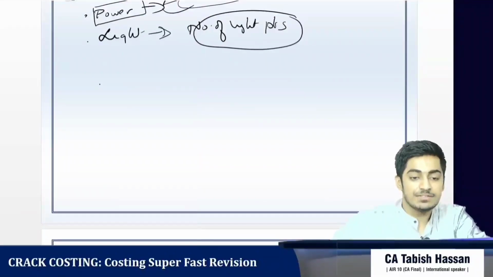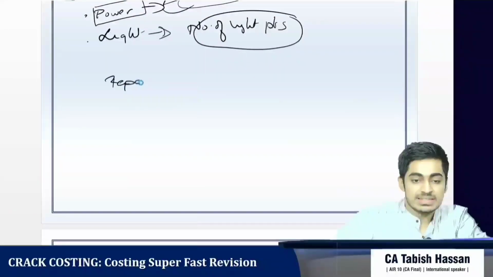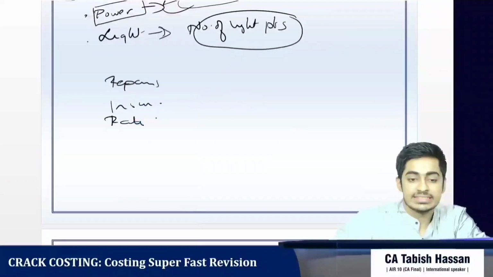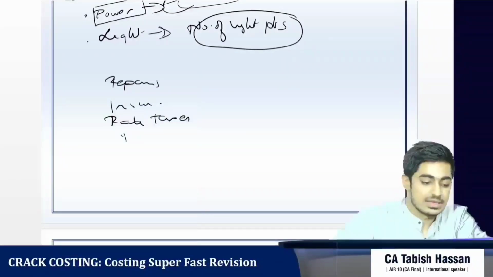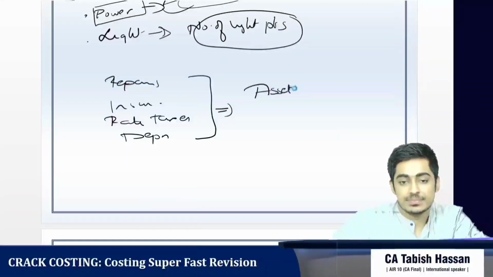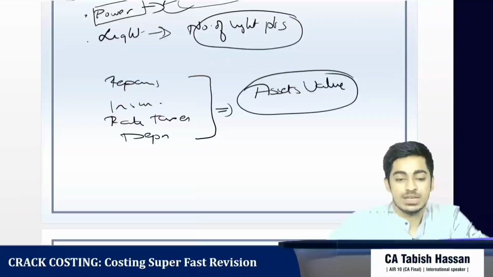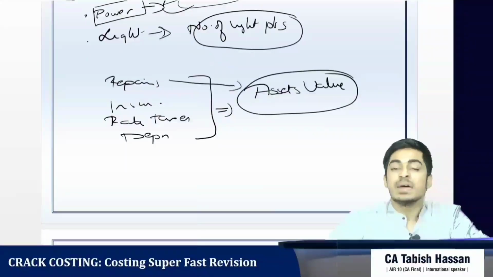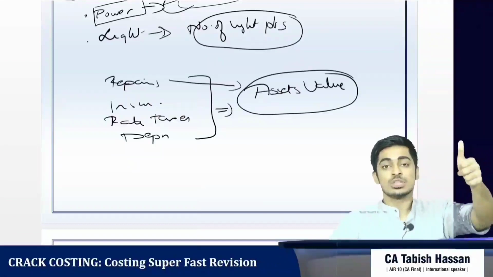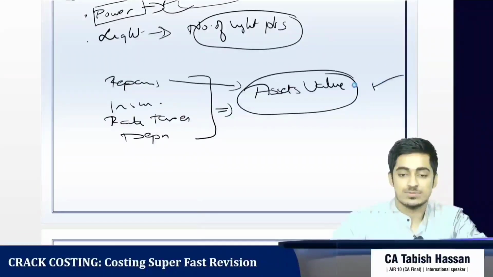Then we have repairs, insurance, rate and taxes, and depreciation. All these are generally based on asset value. Repairs, if the value of asset is less, the amount of repair is less. If the value of asset is more, the amount of repair would be more. So it is based on asset value.